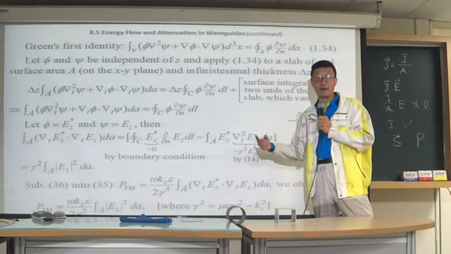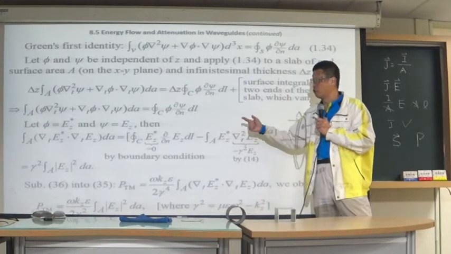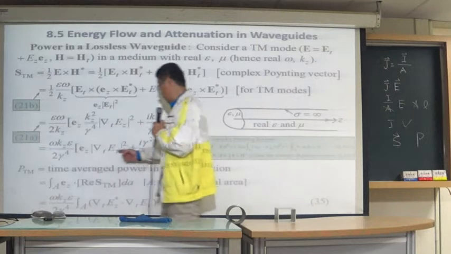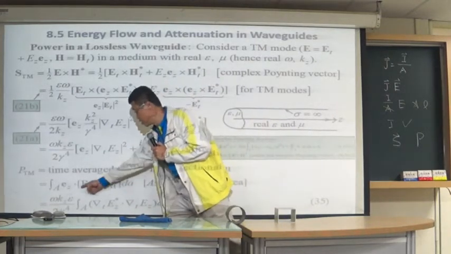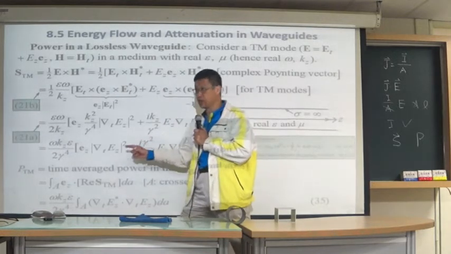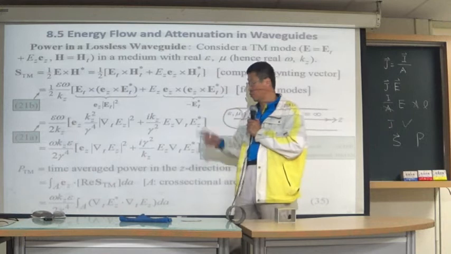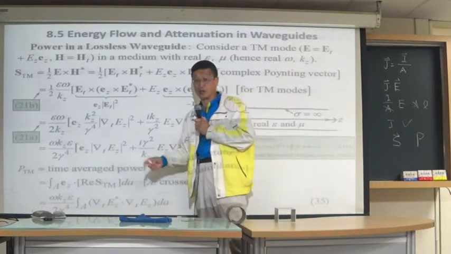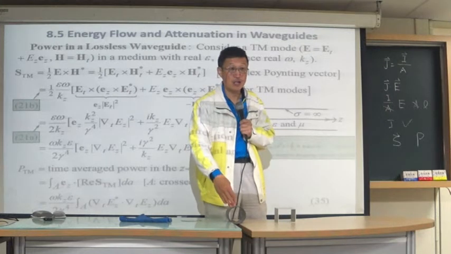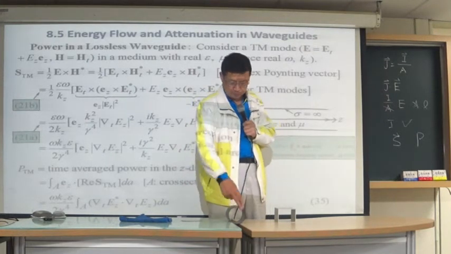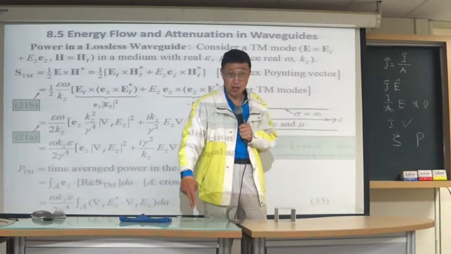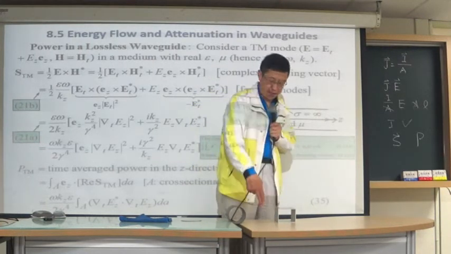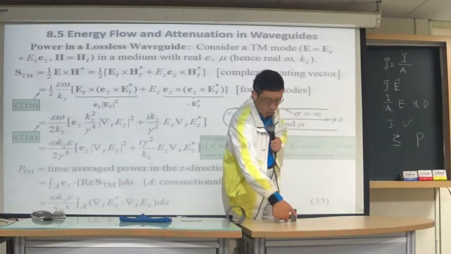We prefer to use complex notation. Okay, so for the relation between power and Poynting vector, you should take the real part. Keep this in mind. And you should perform the surface integration. Okay, two steps. Complex, take the real part, and surface integration. And surface integration is over the cross-sectional surface. We have many terms. This is the cross-sectional surface. And this is the surface of the side wall.